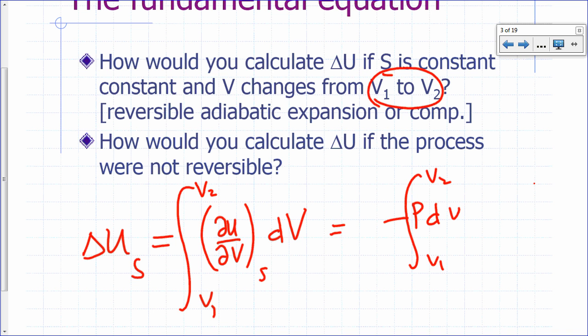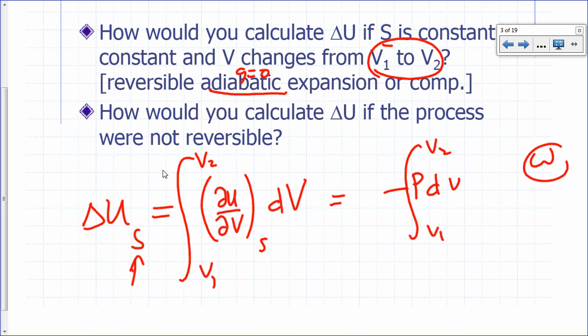And that's just work, right? So adiabatic, right? Q is 0. That's why it's just work. So we say that a reversible adiabatic process is an isentropic process. Remember, this is the formula that you use for a reversible process. How would you calculate delta U if the process is not reversible?